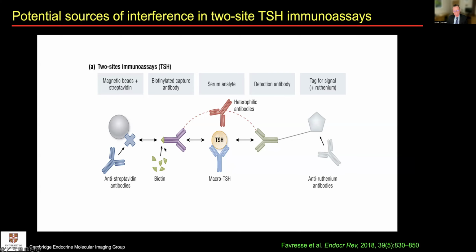Now, if free biotin in the serum is able to actually occupy these binding sites, then it may actually prevent the formation of this complex between the immunoglobulin and the streptavidin. And that can therefore produce a TSH result which appears to be very low.